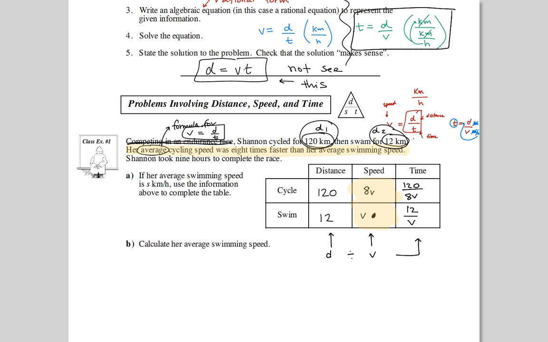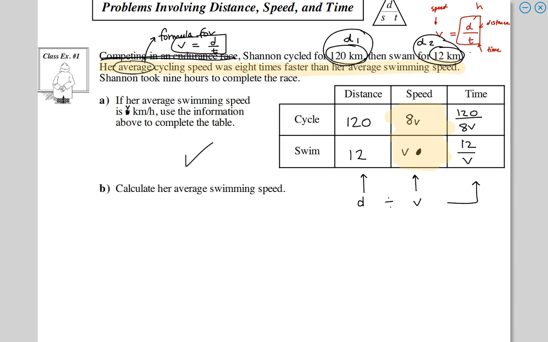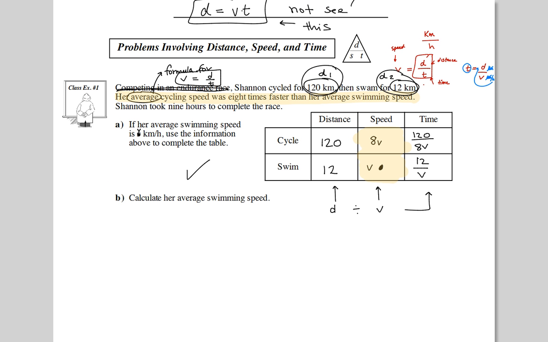Yeah. Okay. So it says for part A, if her average swimming speed is S, which we change to V, use the information to complete the table. Okay, we did that. Now it says calculate her average swimming speed. So what do we know about the time to cycle and the time to swim? What does it say about the time? And it equals 9. What equals 9? The time for cycle and the time for swim, right? Is that all the 2 activities she's done? So the total time has to be 9. Remember I said it might be 3 and 6, could be 5 and 8, could be 1 and 8, could be 2 and 7, right?